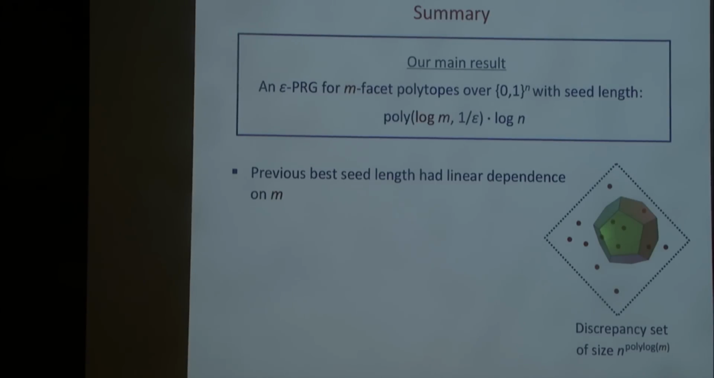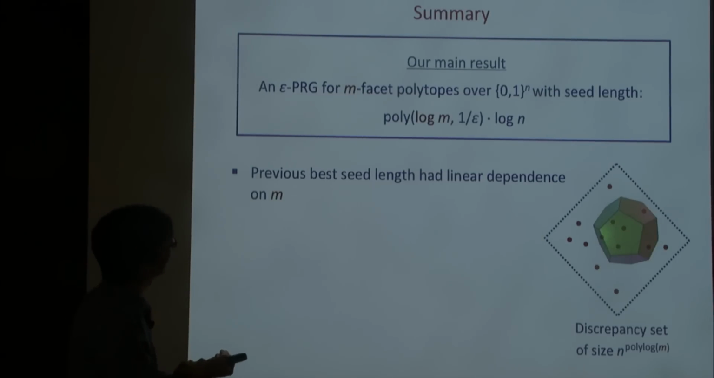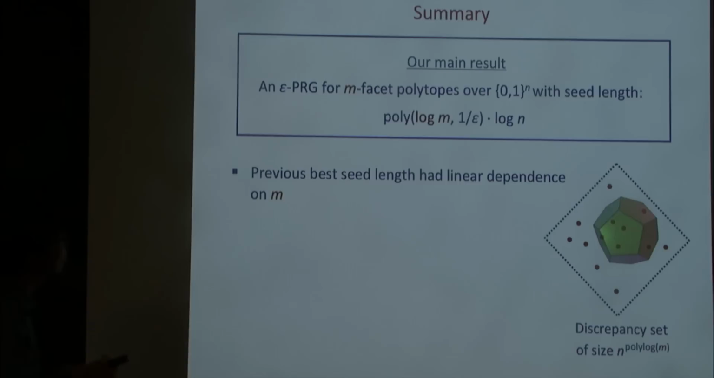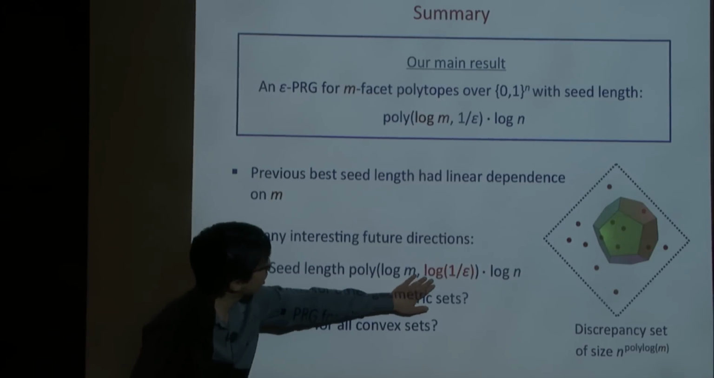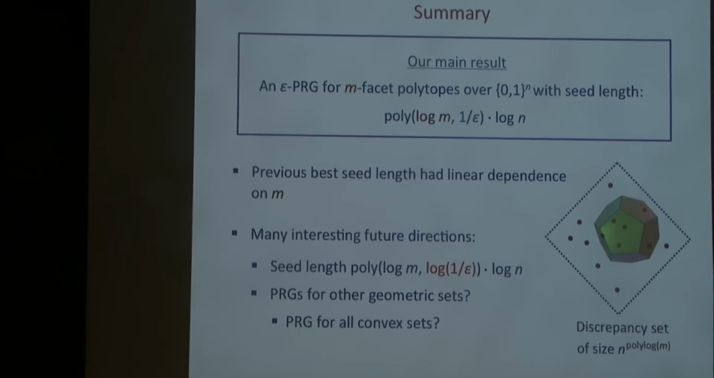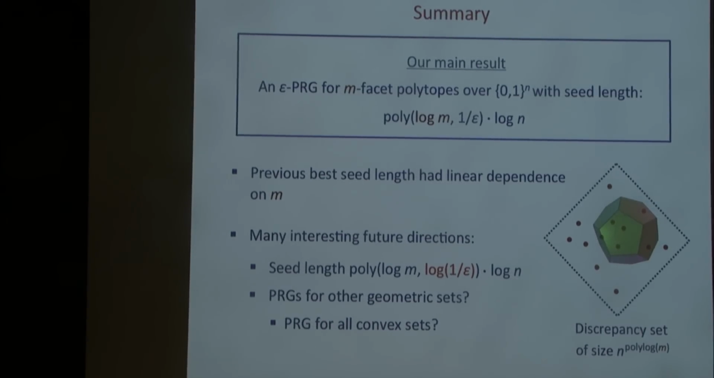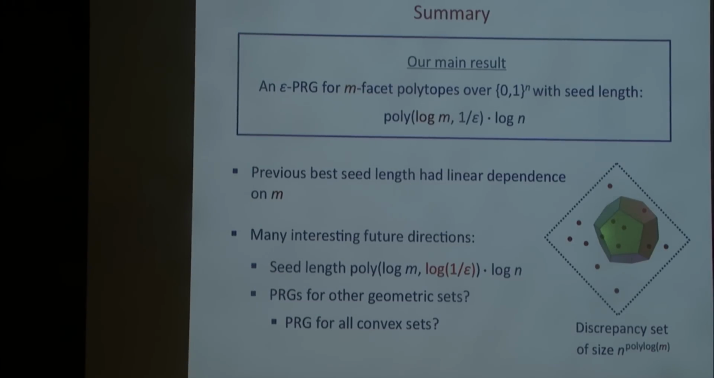So our main result is that we give a PRG for high-dimensional polytopes with many facets, with seed length polylog m, poly in 1 over epsilon times log n. The previous best had a linear dependence on m, although we built very heavily on previous ideas and work. Let me state two future directions, one very high level and one very concrete. The concrete question, a somewhat technical one: I would love to get a better dependence on epsilon. This is still open even for regular half spaces, even for low weight half spaces.